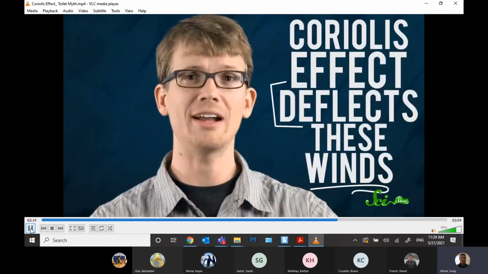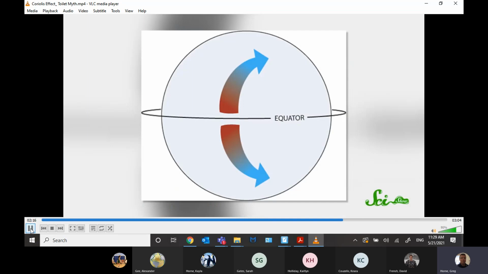But the Coriolis effect deflects these winds to the right in the northern hemisphere, to the left in the southern hemisphere, which creates weather systems that rotate clockwise in the northern hemisphere and counterclockwise in the south.